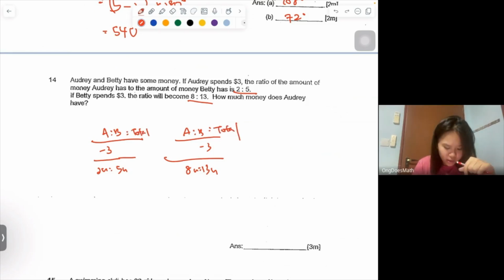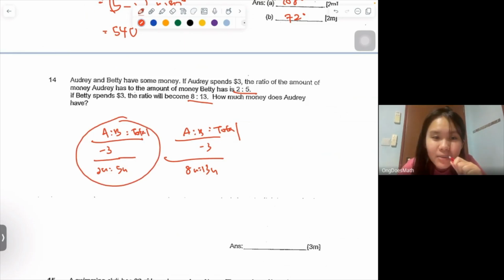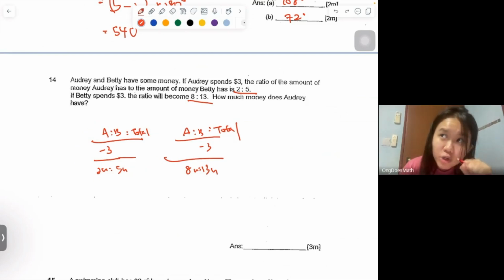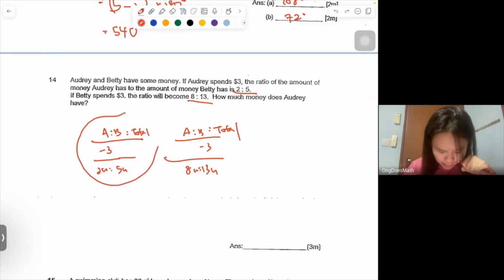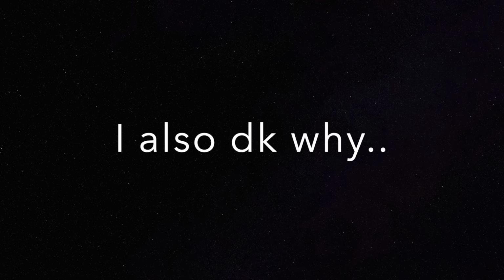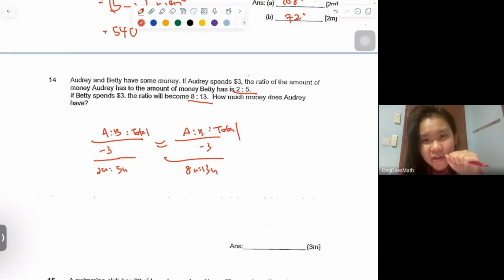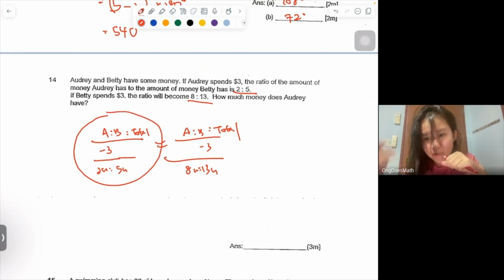What would the total amount of money be, the sum of money? When you sum up Audrey's money and Betty's money in this first scenario, it will be equal to the total amount of money that Audrey and Betty have in this second scenario, right?